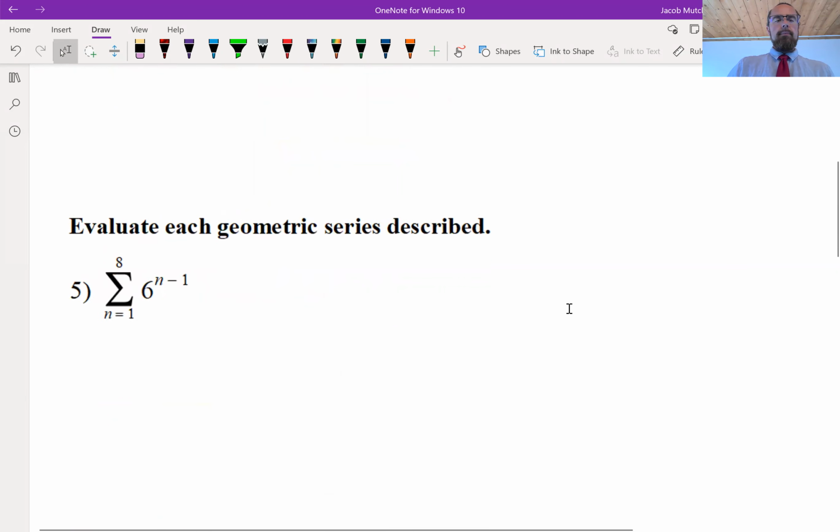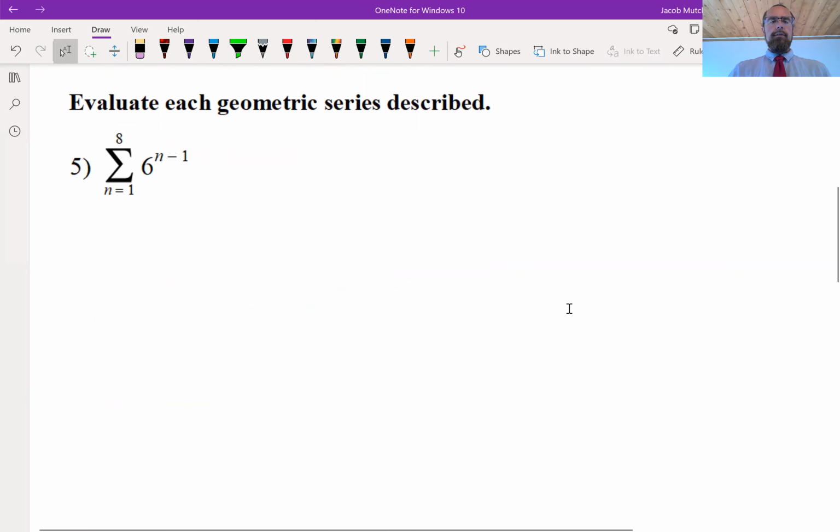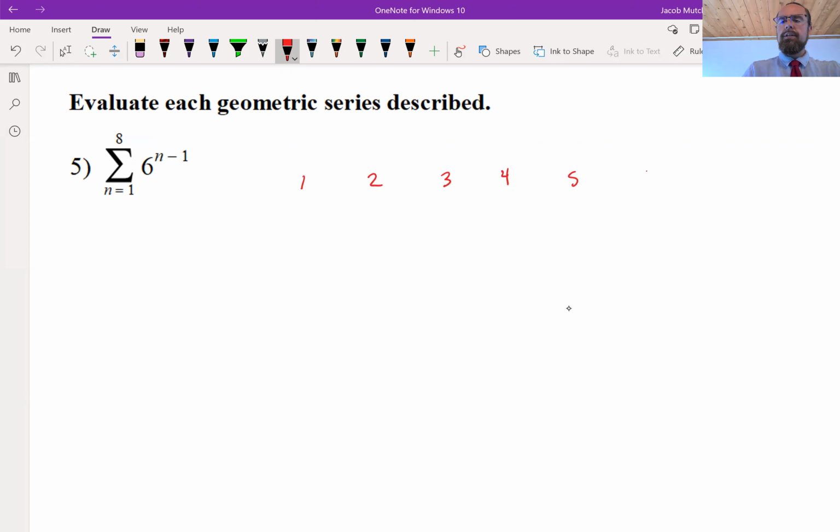Let's take a look at an example where the series is given in sigma notation. So here I've got sigma notation from n equals 1 to 8 of the series that's governed by the explicit geometric formula 6 to the power of n minus 1. So just to think about what this sigma notation is really describing, it's saying that I've got from 1 to 8 terms. So there's 1, 2, 3, 4, 5, 6, 7, 8 terms in the series.